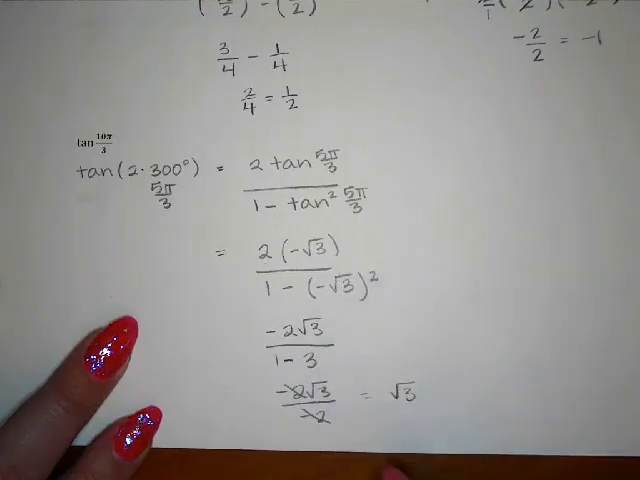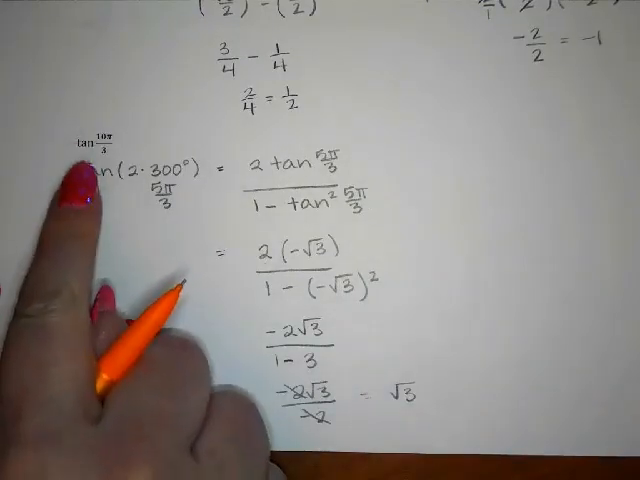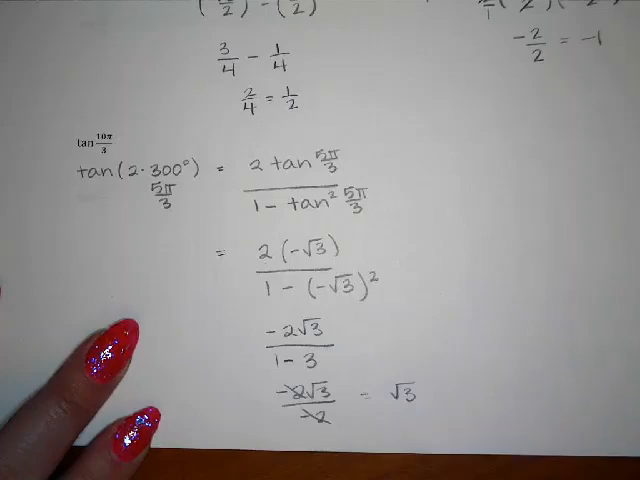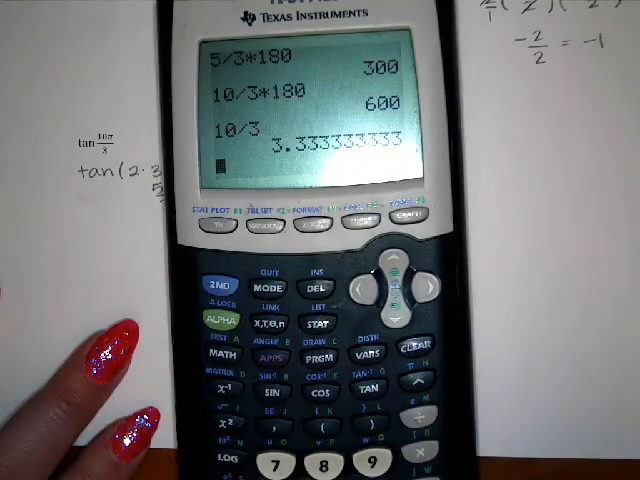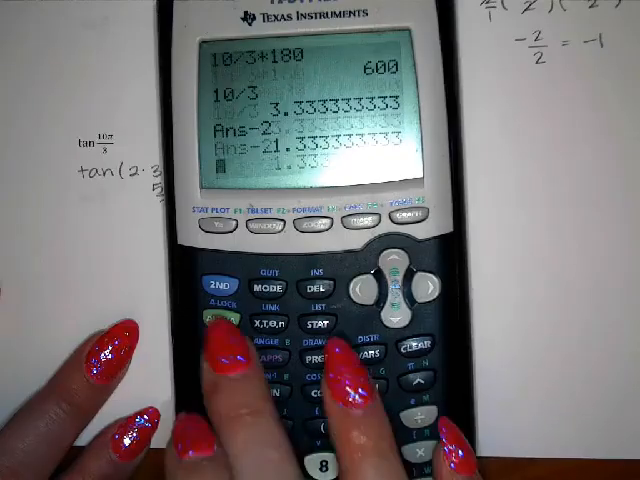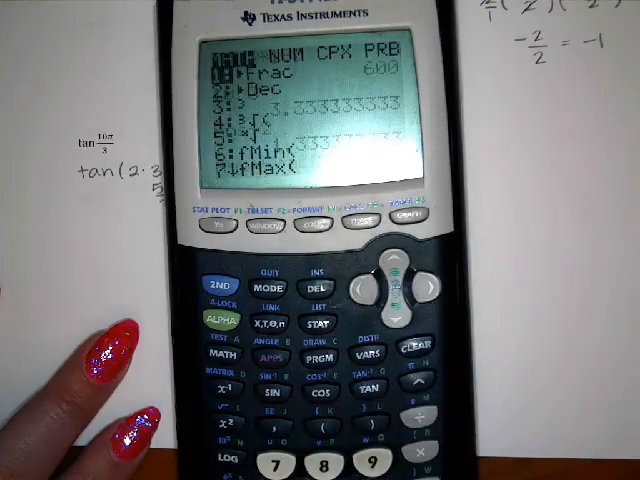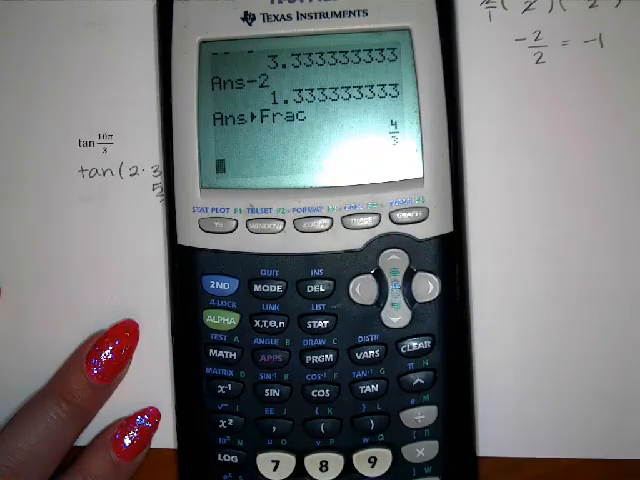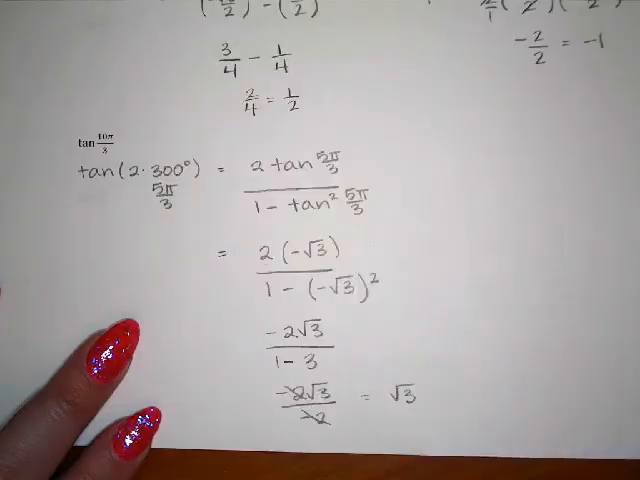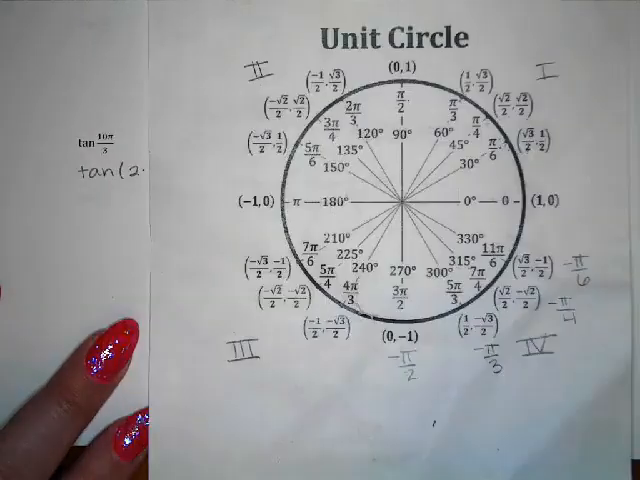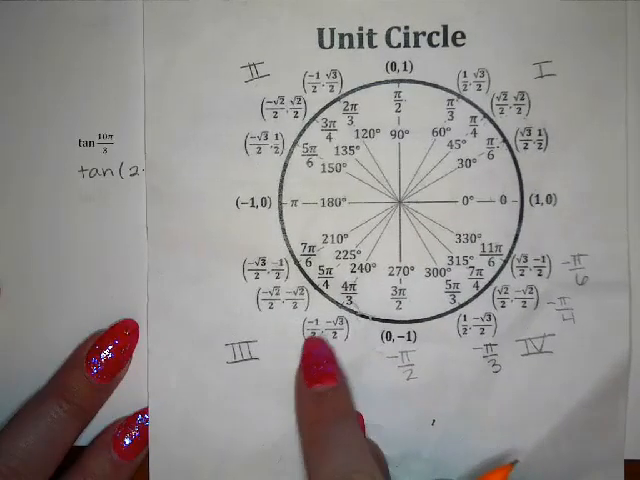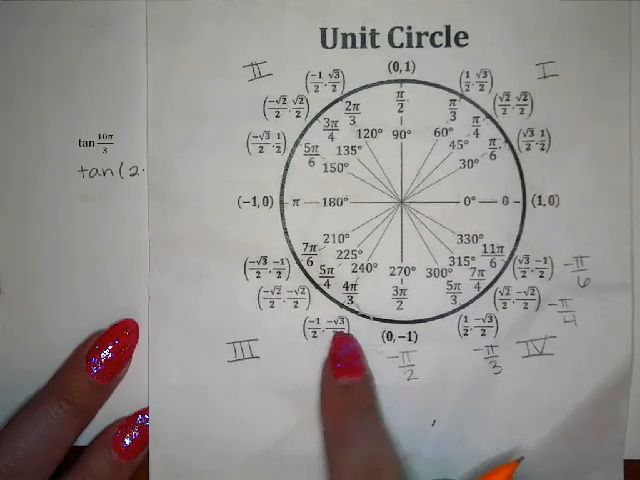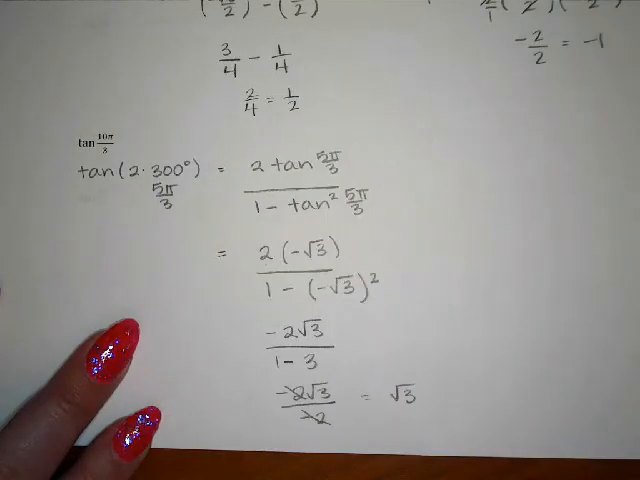So if I go back to the original problem, 10 pi thirds, I'm going to have to find something coterminal to that. So 10 thirds minus 2 is 4 thirds. So that's coterminal with 4 pi thirds. So tan of 4 pi thirds is negative root 3 over 2 divided by negative 1/2, and so that would be root 3. And so I can confirm that this is correct.